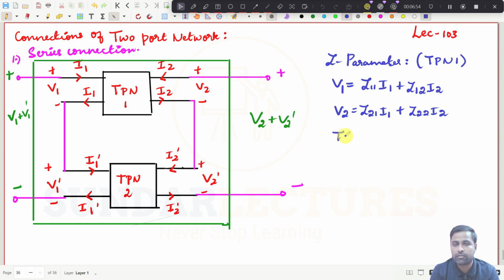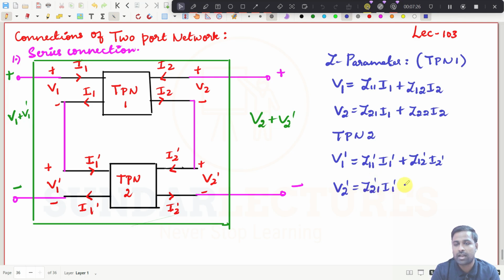And if I am going for two port network 2, what will it be now? V1 dash, this is V2 dash, I1 dash, I2 dash is there. So V1 dash will be equal to Z11 dash I1 dash, right? This one, the two port network parameters, Z parameters, right? And then plus Z12 dash I2 dash. And then if I am going for V2 dash, it will be Z21 dash I1 dash, and then plus Z22 dash I2 dash, right?